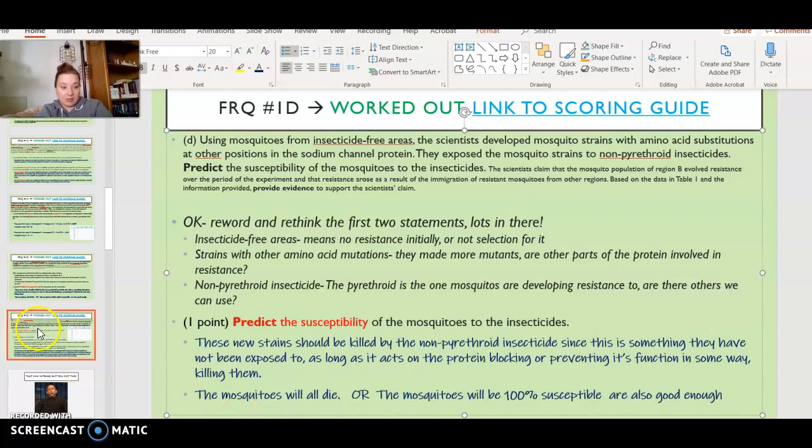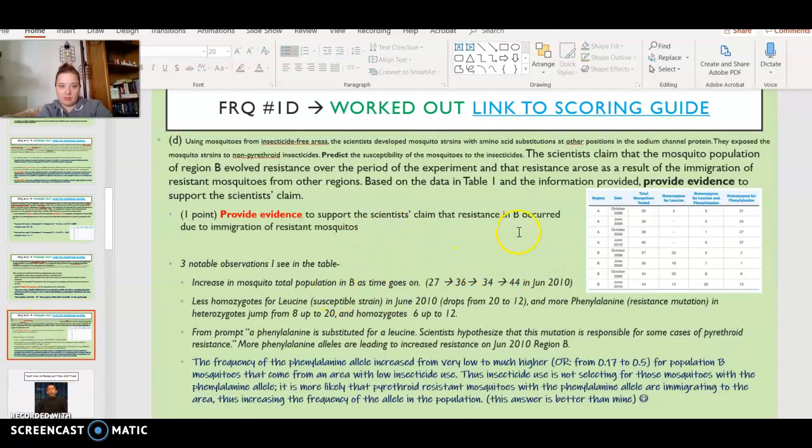So the last part, 45 seconds, probably not going to make it. Using mosquitoes. So the last part, the scientists claim that, you know what, I have like 40 seconds, I'll stop here, come back, part 3, okay? I'm going on, this is over half an hour talking about this question.